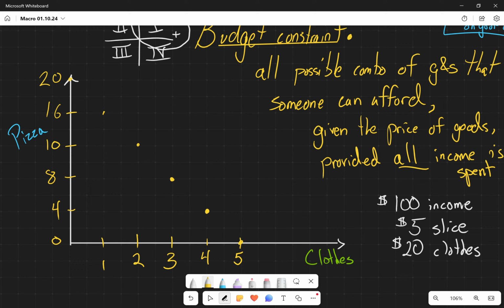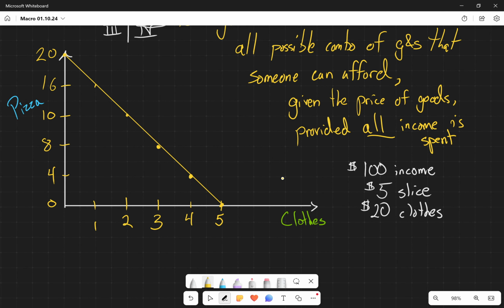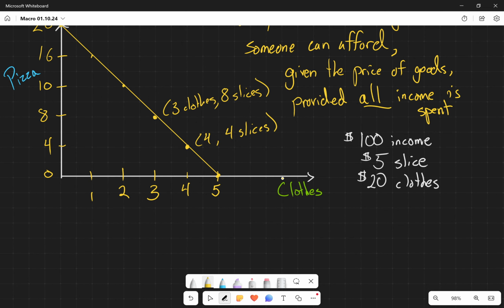Now, when we're talking about our budget line, and we're talking about moving from one value to another on the budget line, we're talking about giving something up in order to get something else, right? So if we are at this position right here, and we have 3 articles of clothes and 8 slices of pizza, if we wanted to increase our clothes to 4, we would have to give up 4 slices of pizza. So this relationship is called an opportunity cost.